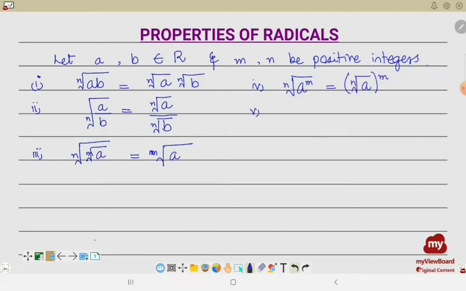And then the fifth property is, if it is written like this, the nth root of a raised to the power n, then it is just a. Why? Because if you convert this into the exponential form, it becomes 1 over n, and n with n will cancel, so you are left with just a. So these are the 5 properties of radicals. Now we will be applying these properties in the exercise.